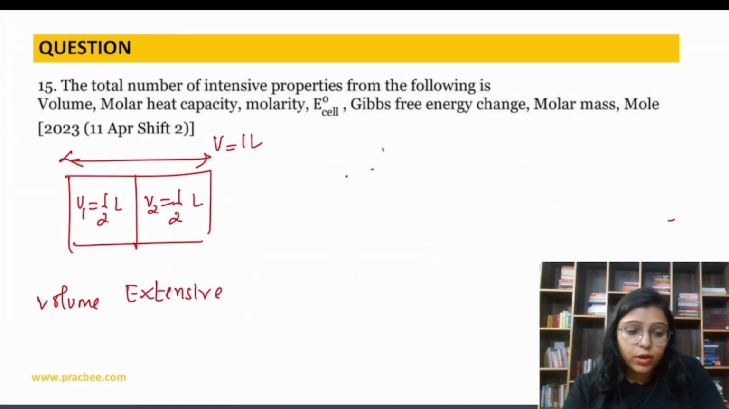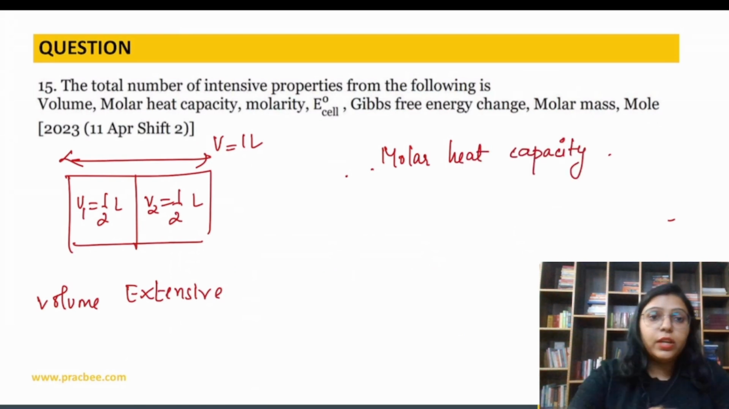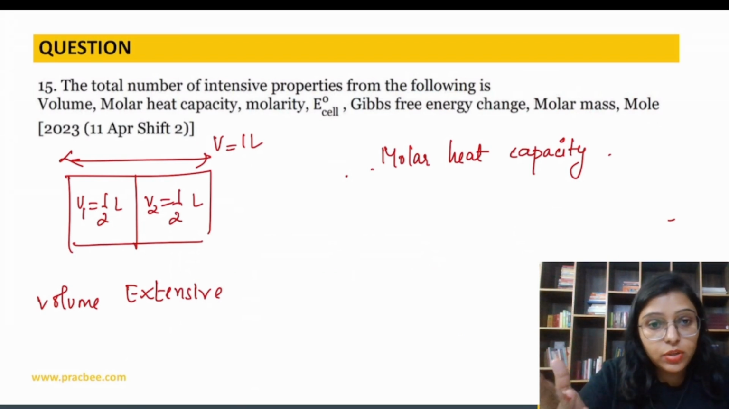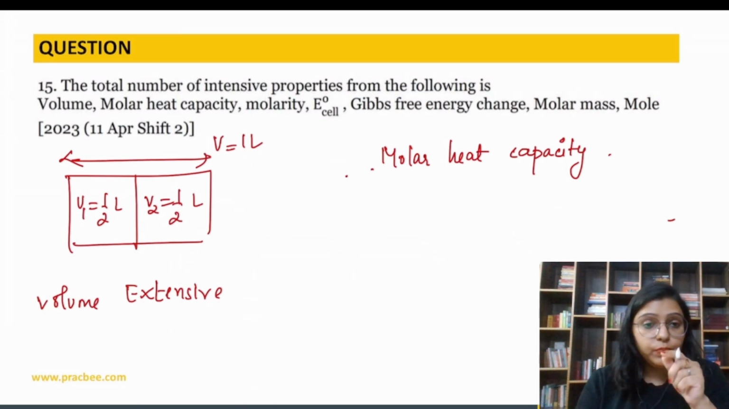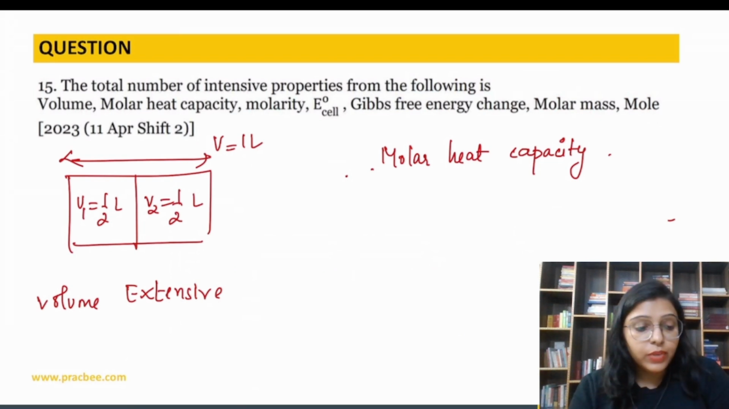Next, we have molar heat capacity. So what is heat capacity? Heat required to increase the temperature by 1 degree Celsius, right? So molar heat capacity means heat required to increase the temperature of 1 mole of the substance by 1 degree. So this is going to be intensive. Next, molarity. It is intensive.